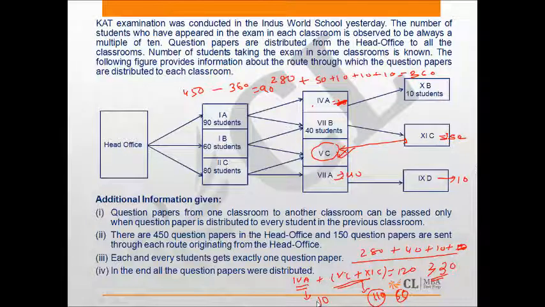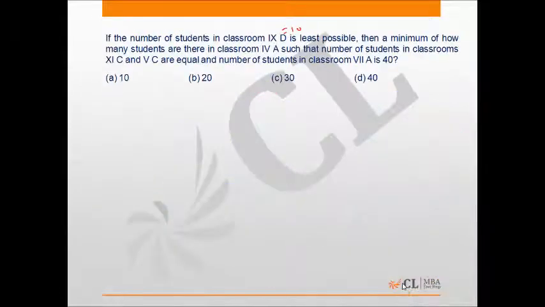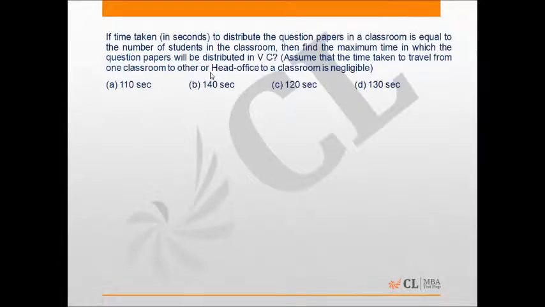So we have to take this number 20. In that case, the total number of students in classes 5th C and 11th C put together will be 100. It means the number of students in each of these two classes is 50. Hence, the minimum number of students in class 4th A is 20.